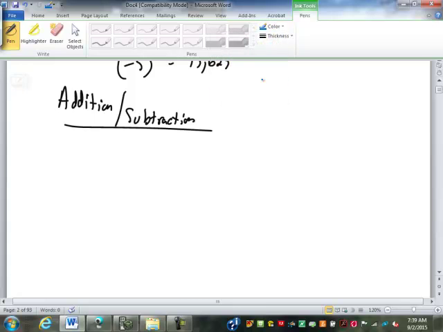Pick a number between 5 and 10. 7. Pick another number between 5 and 10. 4. Okay. Close enough to between 5 and 10. Throw it in there. What the heck? So if we take 7 and we add 4 to it, what do we get? 11. What if we want to get back to that 7? We're going to subtract 4.